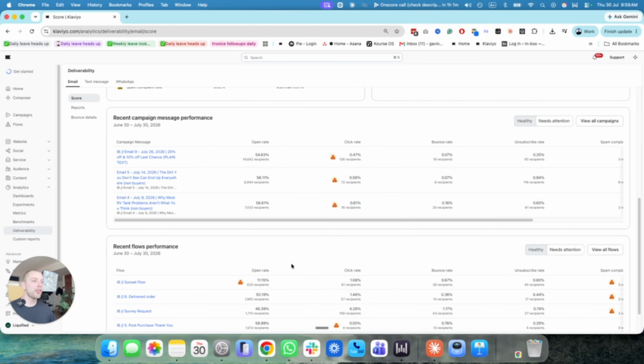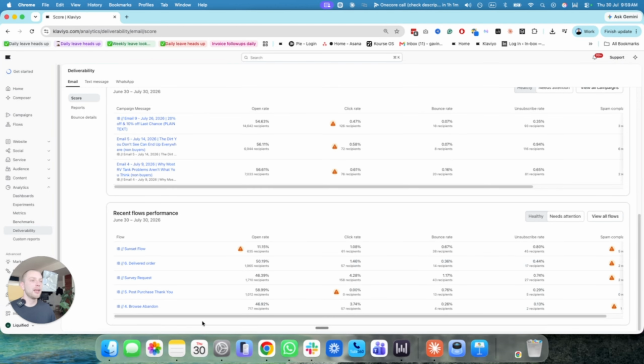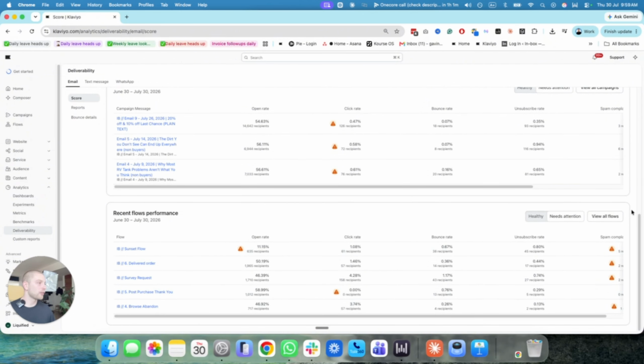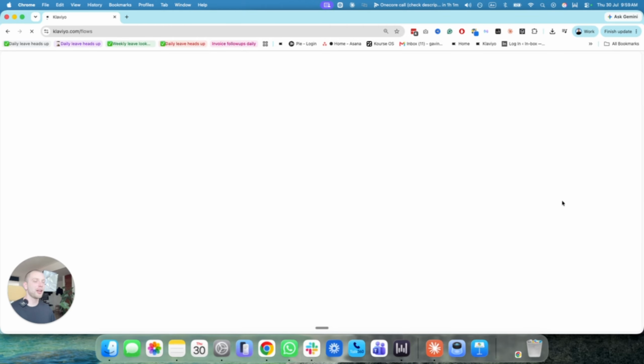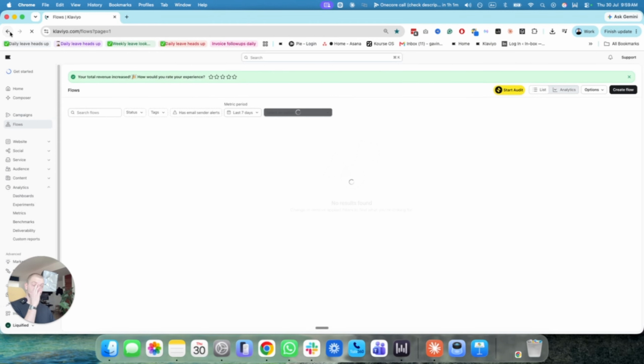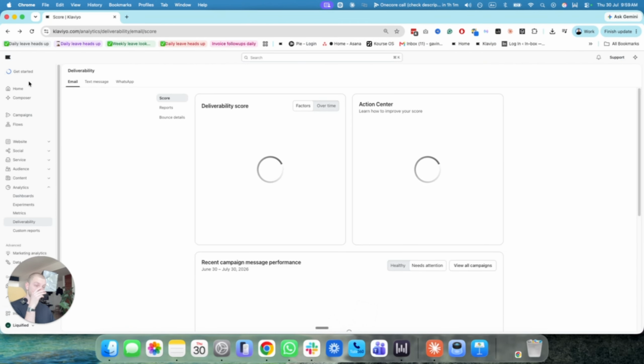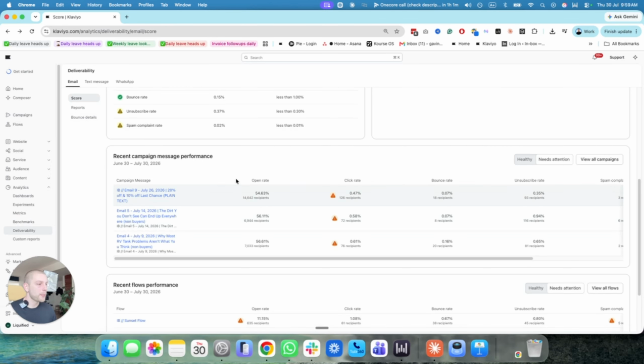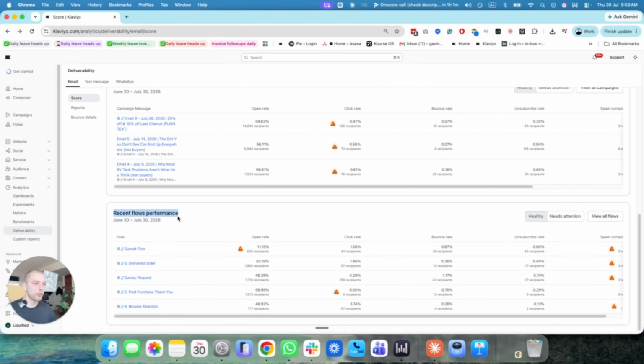Now, one of the things that I really do like here, though, is that you can actually see, for example, where things are performing from a flow perspective. So when you click view all flows, it's a little misleading here actually. I kind of hate this. It takes you directly to the flows tab, which doesn't actually give you an indication of deliverability. So you go back here. What you want to do is I like to focus typically on the following: flow performance when it comes to deliverability.